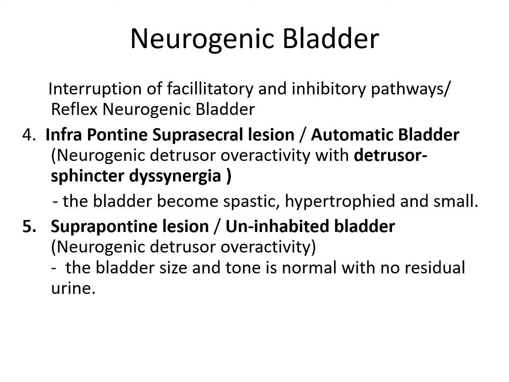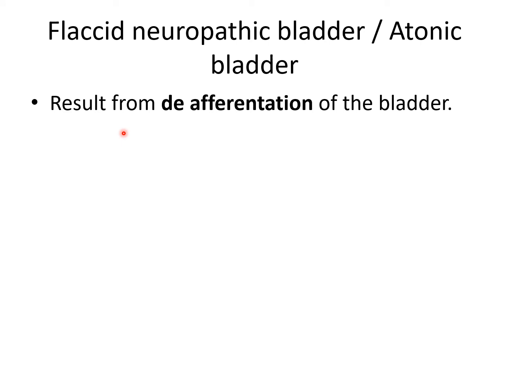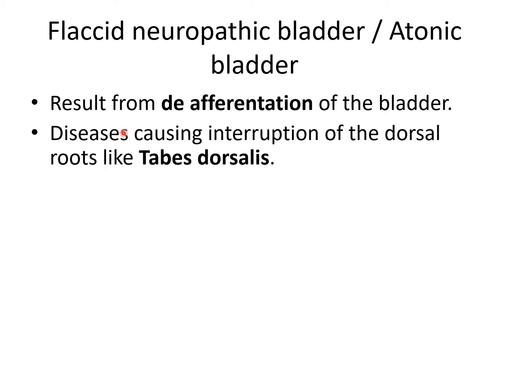So these are the 5 basic categories of neurogenic bladder, of which we will have a detailed discussion. First is the flaccid neuropathic bladder. We already discussed, when there is denervation of the sensory neuron, it gives rise to flaccid neuropathic bladder, which is also called atonic bladder. Flaccid or atonic, same. It results from deafferentation of the bladder. So there is destruction of the afferent nerve, and it occurs in conditions like tabes dorsalis.